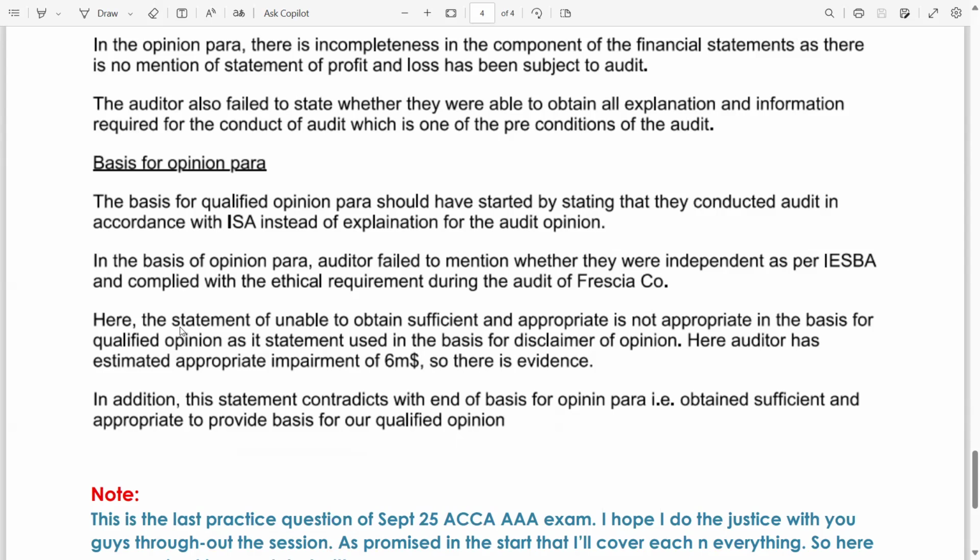Here the statement of unable to obtain sufficient appropriate evidence is not valid in the basis for qualified opinion as it is a statement used in the basis for disclaimer of opinion. Here auditor has estimated appropriate impairment of 6 million, so there is evidence. In addition, this statement contradicts with end of basis for opinion para, obtain sufficient and appropriate to provide basis for opinion.